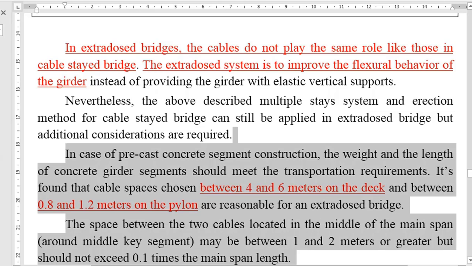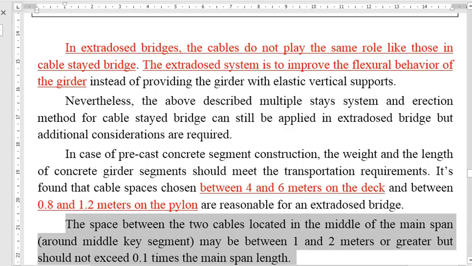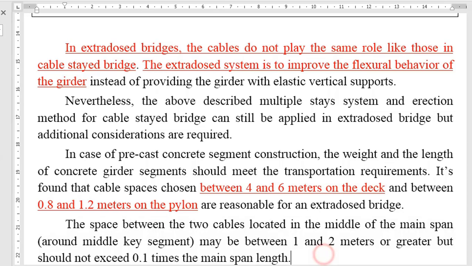In case of precast concrete segment construction, the weight and the length of concrete girder segments should meet the transportation requirements. It's found that cable spaces chosen between 4 and 6 meters on the deck and between 0.8 and 1.2 meters on the pylon are reasonable for an extradosed bridge. The space between the two cables located in the middle of the main span around the middle key segment may be between 1 and 2 meters or greater, but should not exceed 0.1 times the main span length.